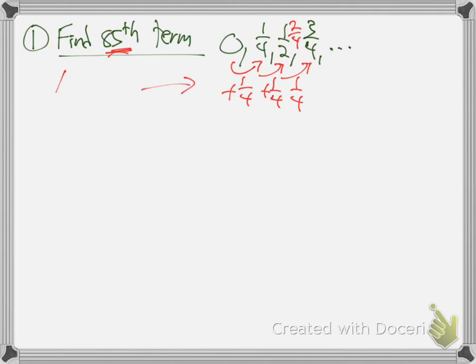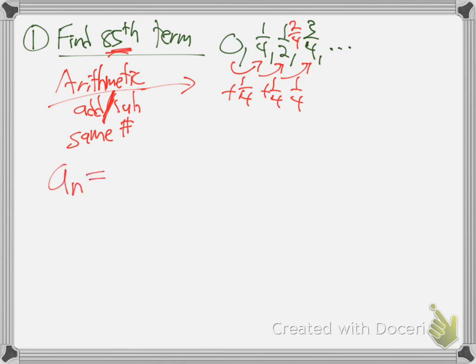So that means it's an arithmetic sequence. Because if you add or subtract the same number each time, that means you're in an arithmetic sequence. If you multiply by the same number every time, you're geometric. But we're adding the same number every time. So I'm going to use the arithmetic formula.